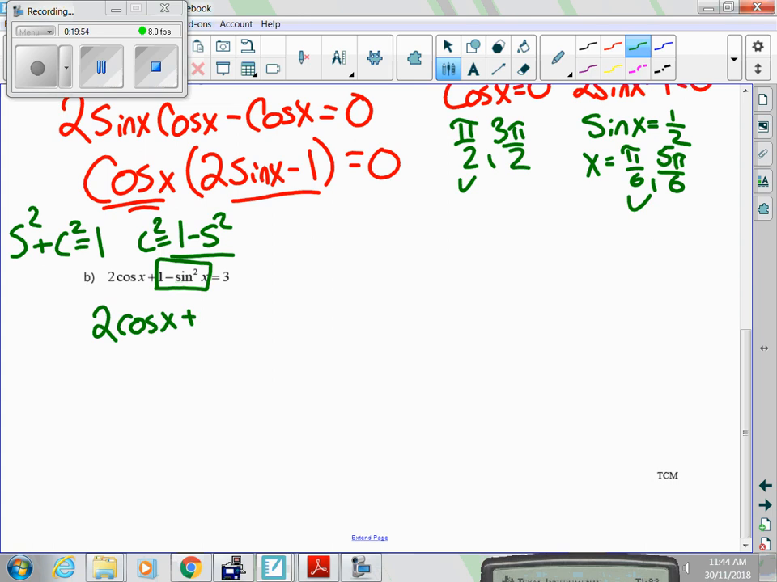So 2 cos of x plus cosine squared of x minus 3 equals 0. I just brought the 3 over to the other side as well while I was at it.